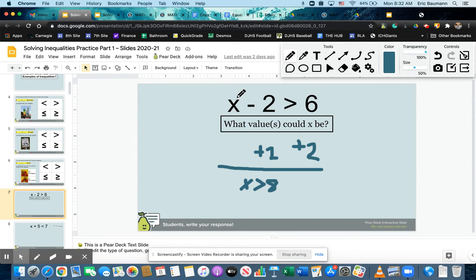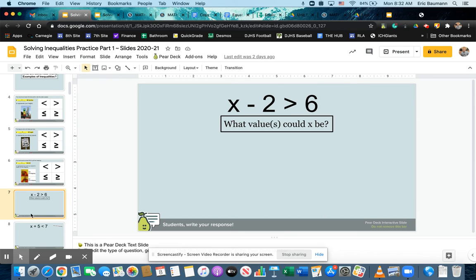Because if I had 8 here, 8 minus 2 would be 6. 6 is not greater than 6. So I know that x has to be greater than 8 in order for this to be able to happen. Remember, we don't have to just deal with whole numbers. We have decimals and fractions that also work within those confines.